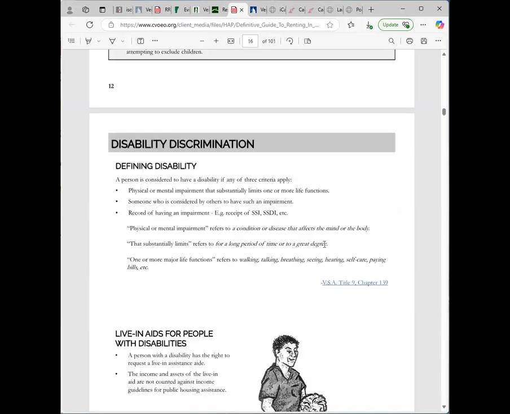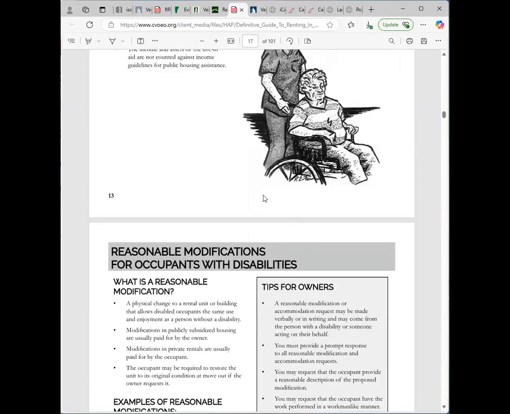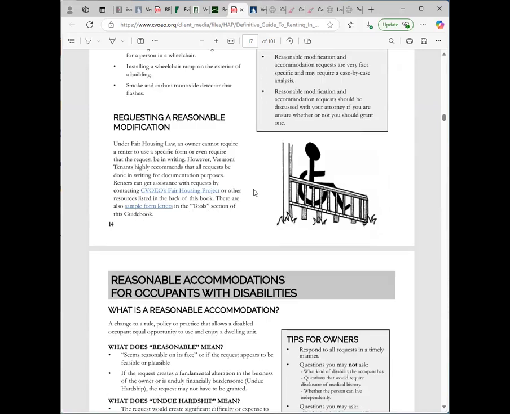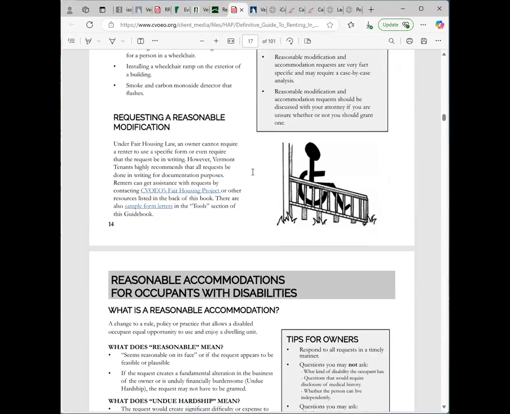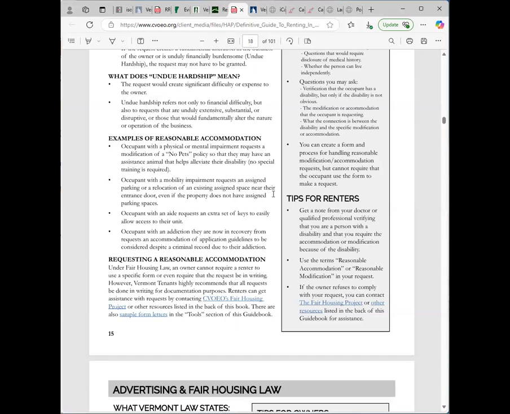Moving on, defining disability. I'm going to keep going. Live-in aides for people with disabilities, reasonable accommodations. These are all very standard, and as a landlord, this should be part of your standard understanding of leasing a housing unit. If someone requests a reasonable accommodation under fair housing law, this comes back. And there are also sample form letters on how to do reasonable accommodations for occupants with disabilities. And so we'll get into that a little bit later as we get through this. But what is a reasonable accommodation? It's all explained in here.